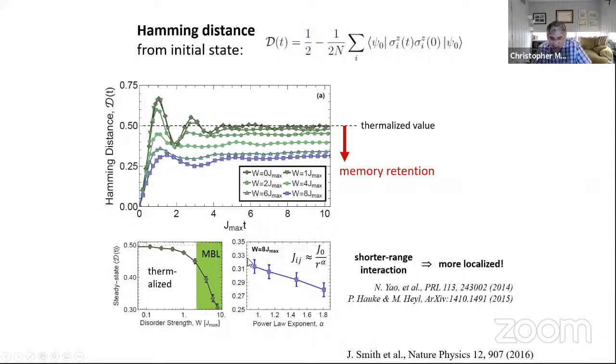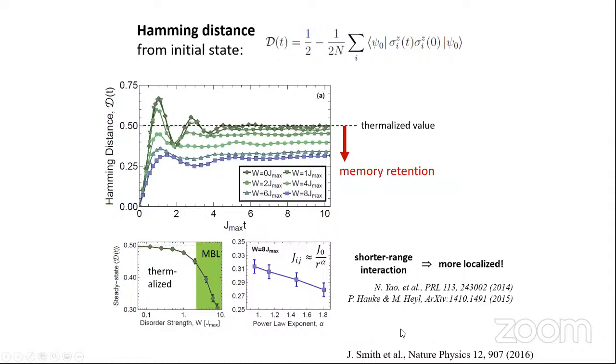And finally, looking further into the data, we repeat this entire experiment while varying the range of the interaction. This is once again the steady state Hamming distance. We see that it becomes more localized for larger alpha. That's the message of this plot, as predicted by theory. So we would claim these show the signature of MBL, the ingredients needed: a many-body entangling Hamiltonian plus disorder.